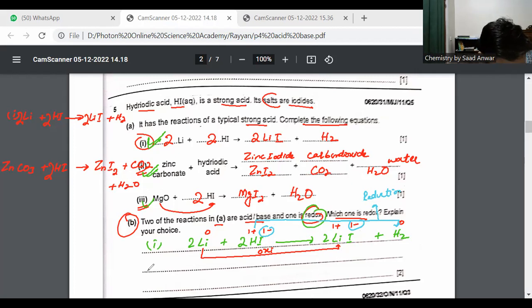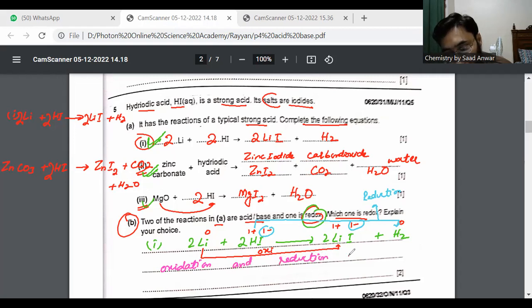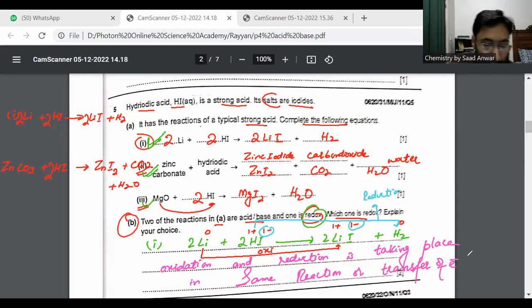So what should be the answer of this question? Oxidation and reduction are taking place in the same reaction, with transfer of electrons. So this is the redox reaction, and this is the reason for my choice.